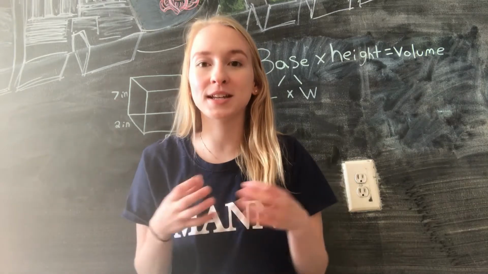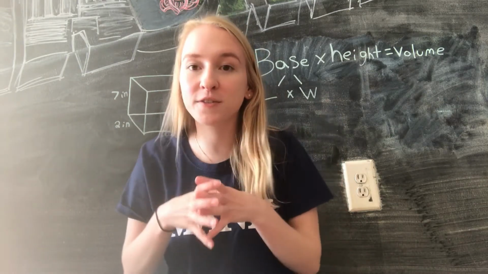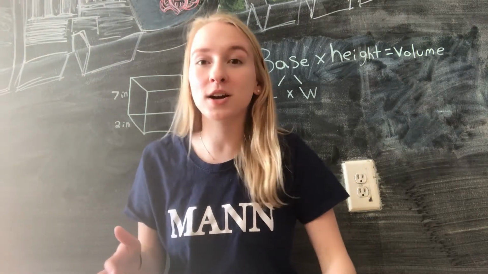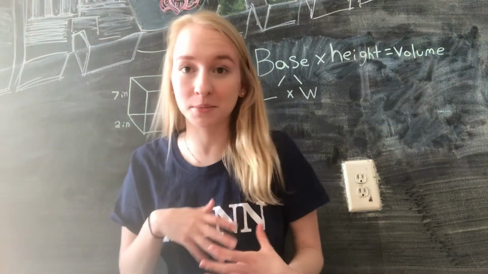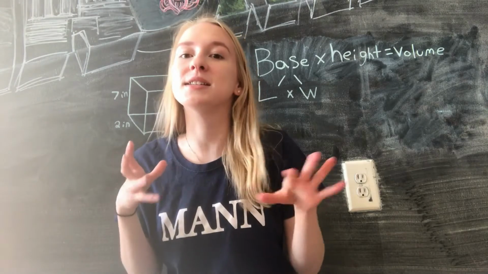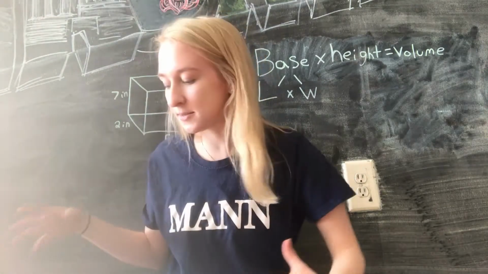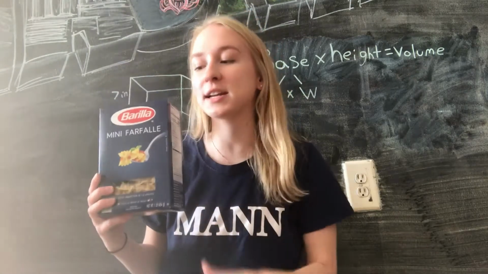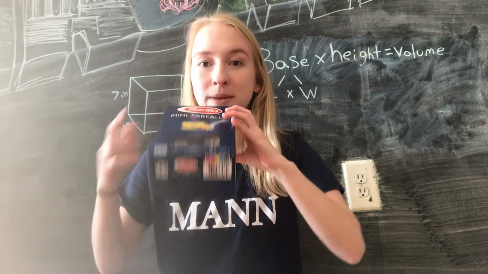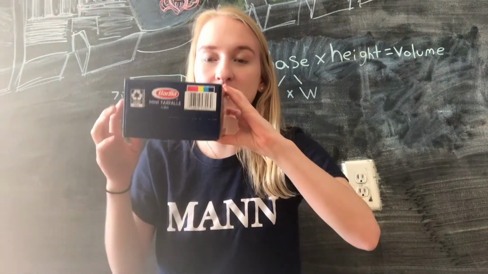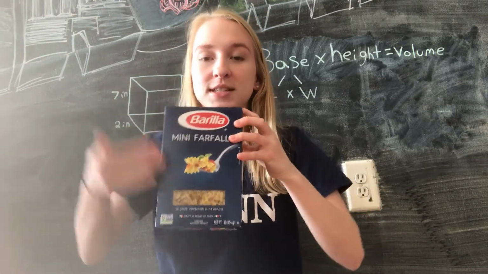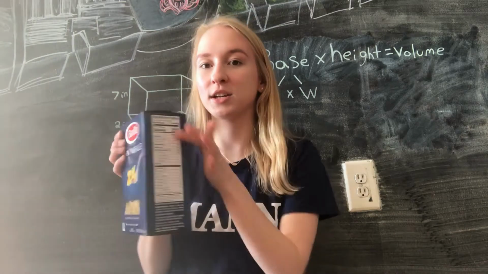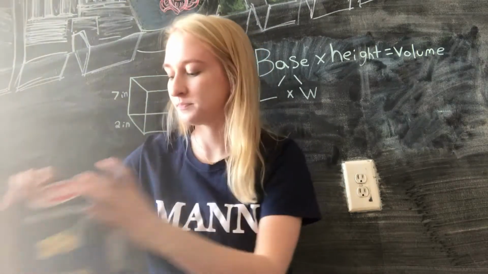Volume is basically just how much stuff fits in a container. So what you were mostly talking about on Zern, I believe, and definitely what we're going to be talking about today, is the volume of rectangular prisms. So for instance, this box of pasta is a rectangular prism because its two bases are rectangles, and they're the same on either side, and then they have these edges that go equally all the way around.